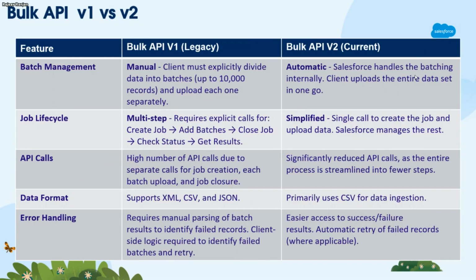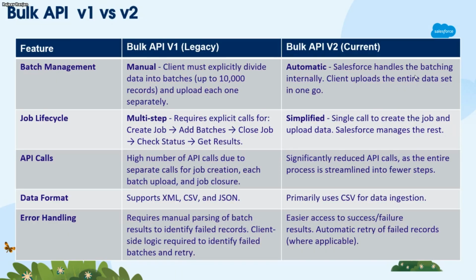If we think about batch management, although we send this data to Salesforce for the Bulk API, internally batching happens. In the legacy model, API v1, it was our responsibility to create these batches. It was manual, meaning the client needed to handle everything: create the job, do the batch management, and close the jobs. But in Bulk API v2, it is Salesforce's responsibility, and behind the scenes they handle all those things.